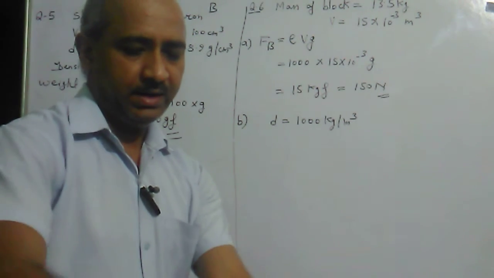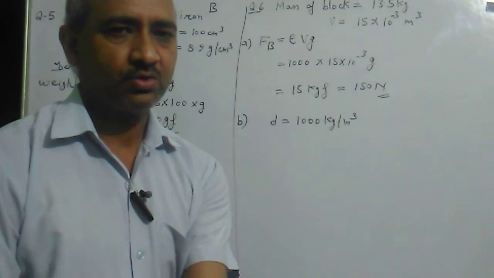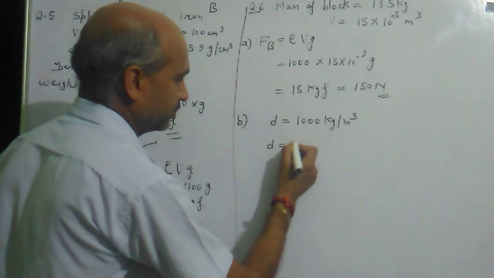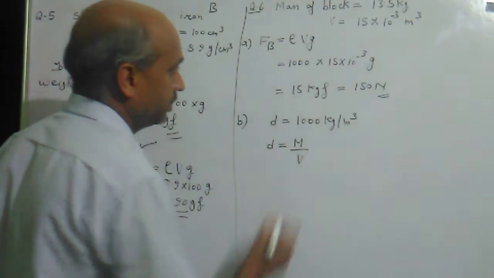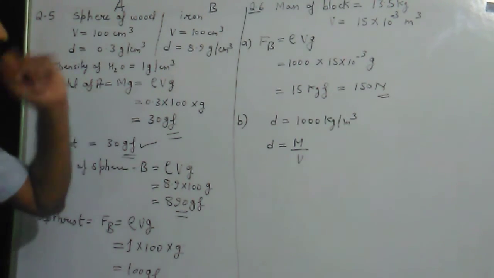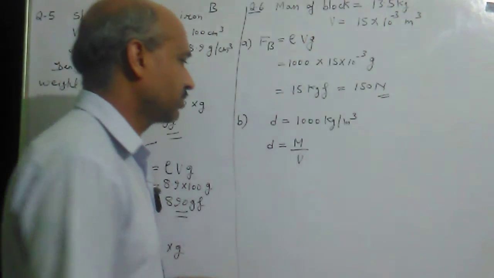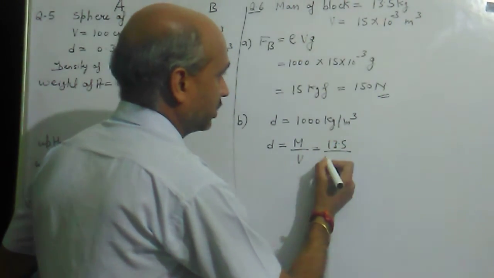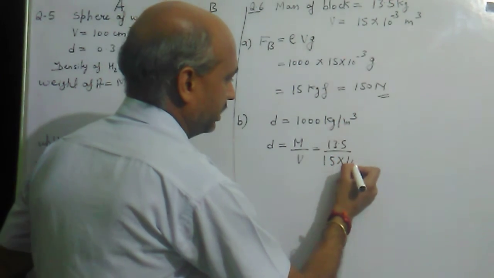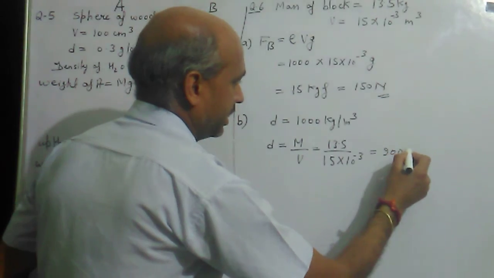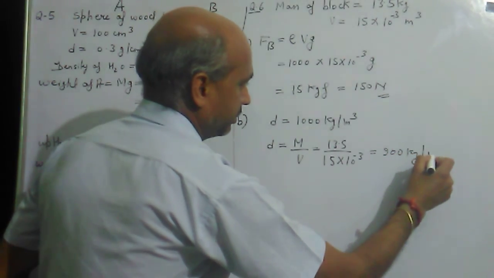इस ब्लॉक का डेंसिटी मुझे कैलकुलेट करना है. So for calculating the density of the block, we know the formula that density equals mass upon volume. Okay, density equals mass upon volume. The mass of the block is given to us, it is 13.5. So put the value of mass here, it is 13.5. What about the volume? It is 15 into 10 to the power minus 3. So जब इसको solve करेंगे तो you get 900 kg per meter cube.